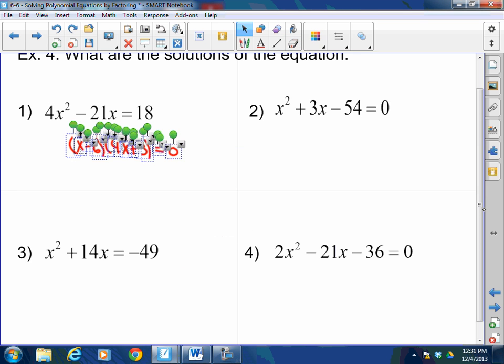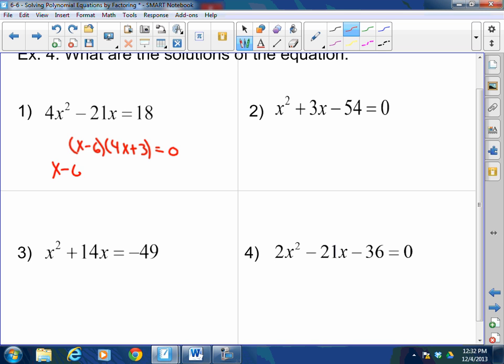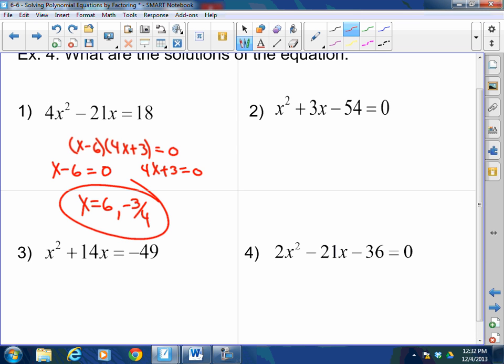Now, how do I set each of them equal to 0? X minus 6 equals 0, 4x plus 3 equals 0. So x equals 6 and negative 3 fourths. Make sense? Okay, number 2. Let's factor and solve. I want to solve this equation, so I'm going to first have to factor it. What times what is negative 54, but when added together is positive 3? Positive 9, negative 6. Excellent.